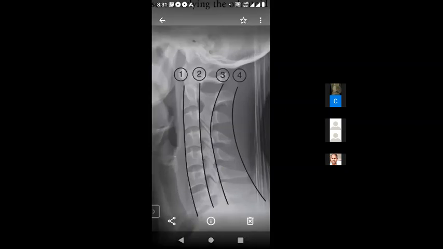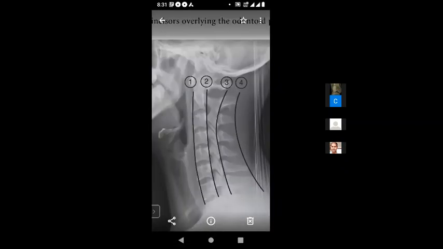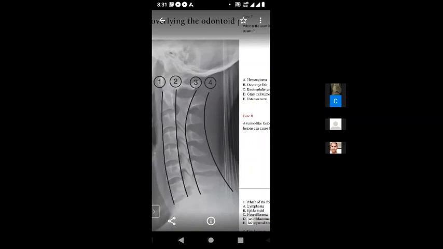When there is a fracture or a dislocation, you will see that these lines are disrupted. For example, when there is an anterior translation, you will definitely see that these lines are broken. It's very easy. If there is any confusion, you can draw these lines on an X-ray or on a screen, and then you can go about it.